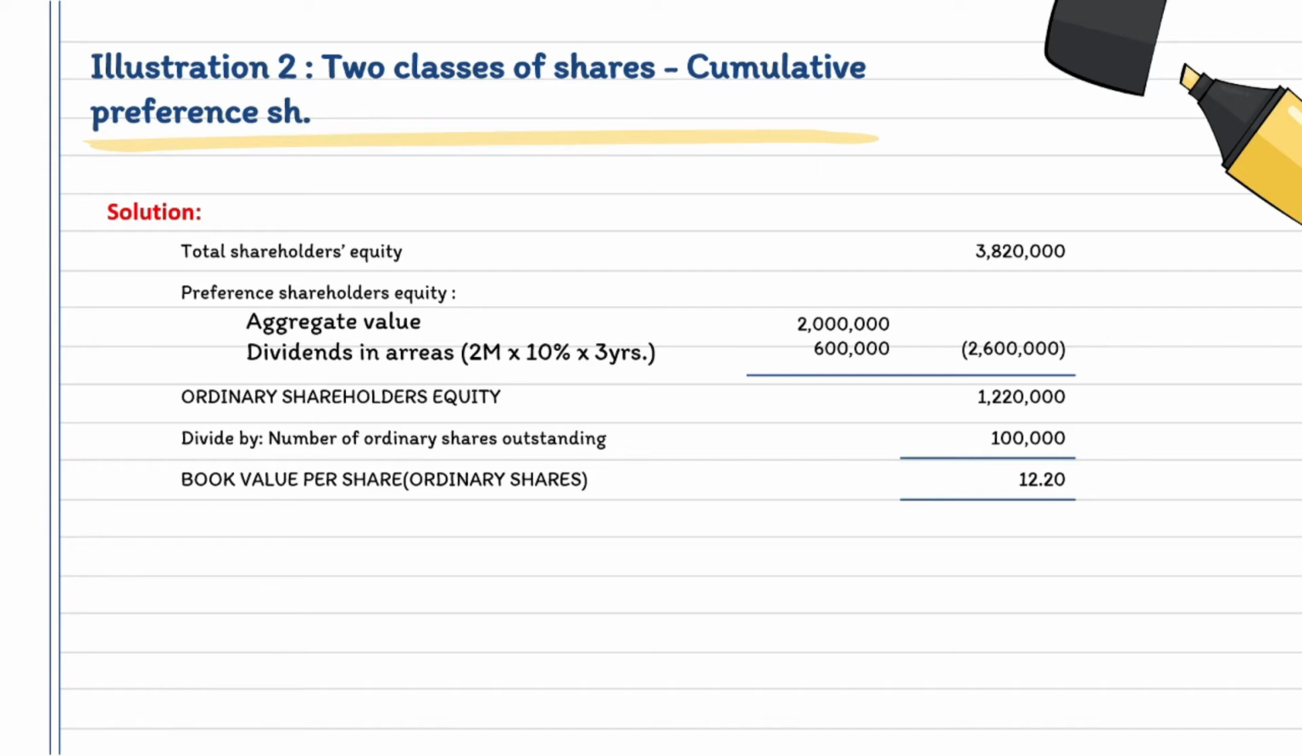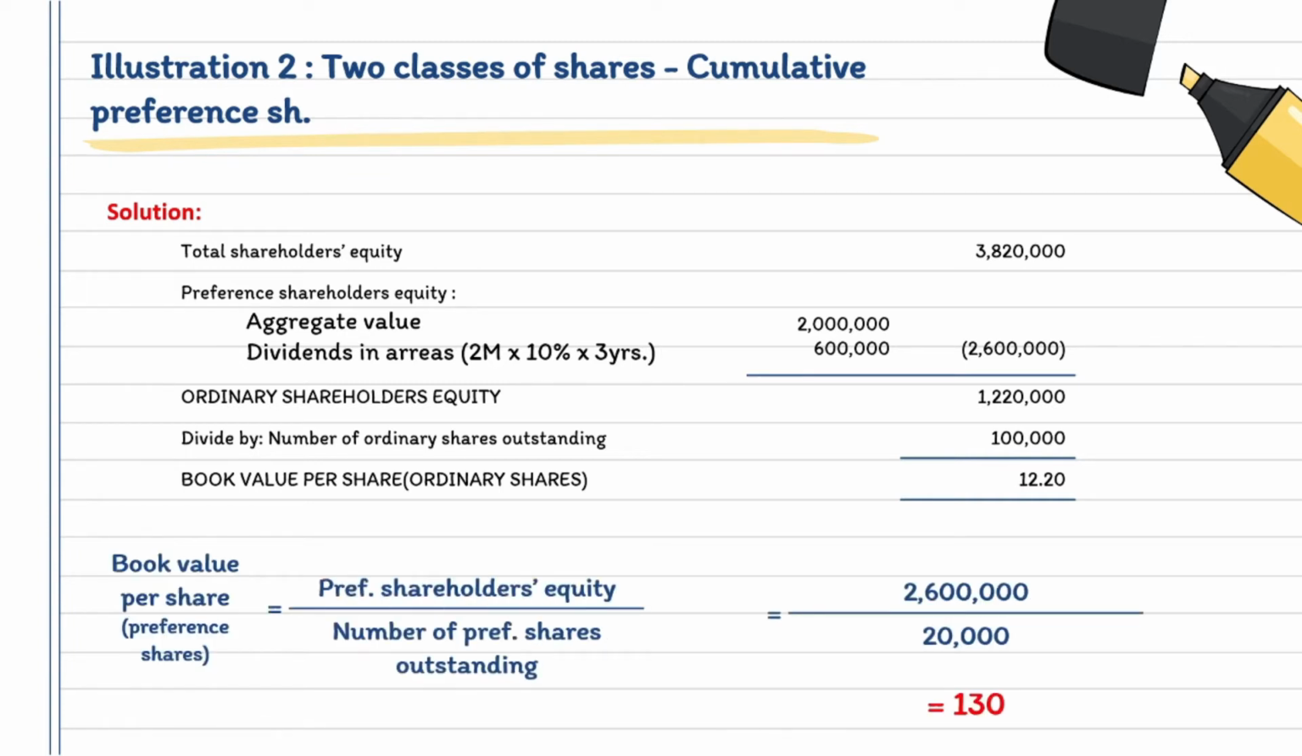Then para sa computation ng BPPS for ordinary shares, we will divide the ordinary shareholders equity, which is 1.22M, by the number of ordinary shares outstanding, which is 100K, and we will get 12.20, which should be the BPPS of ordinary shares. Next computation naman is the BPPS of preference shares. So, BPPS is equal to preference shareholders equity, which is 2.6M yung na-compute natin kanina, divided by number of preference shares outstanding, which is 20K, and we will have a total of 130, which should be the BPPS of preference shares.